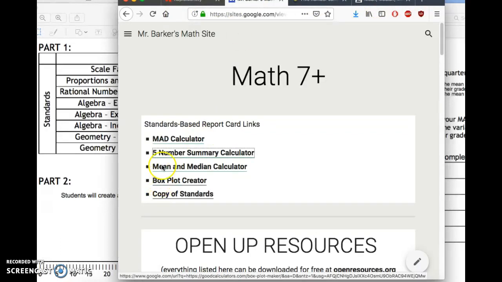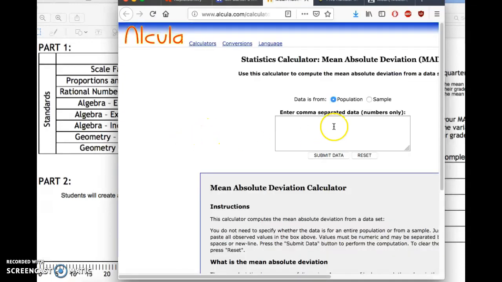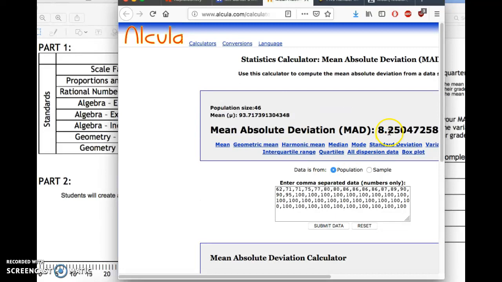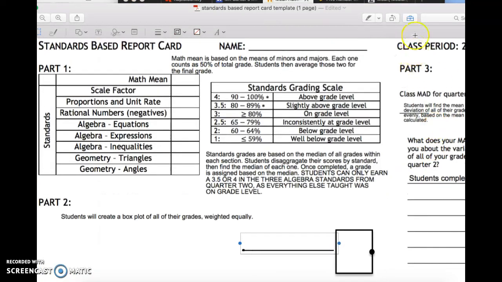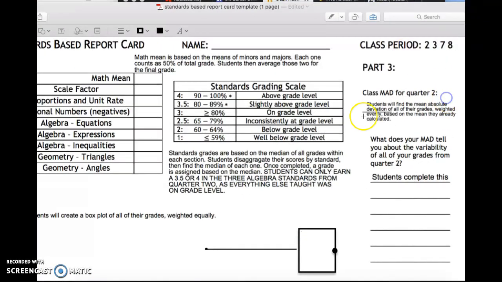Going back to my site, go to the MAD calculator. I'm going to paste in my data. My MAD is 8.25, so round up to the nearest whole number, it is an 8. And that would be up here in this part, there. And then you would remember what MAD correlates to if you have a low MAD versus a high MAD, and how that relates to variability.